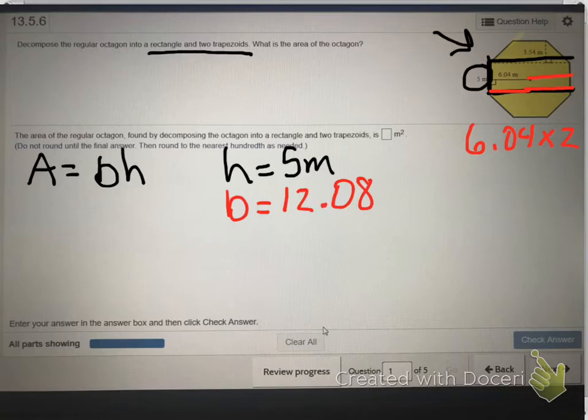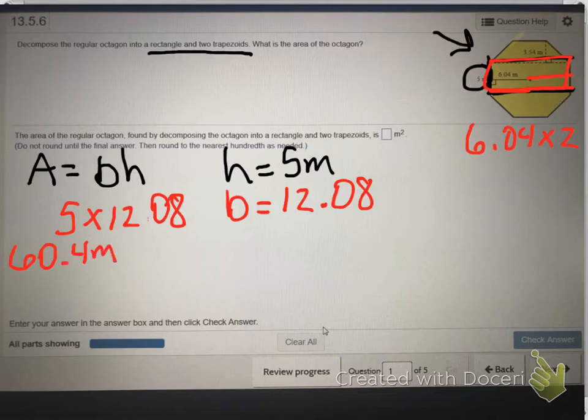Okay, so the area of this rectangle right here is going to be 5 times 12.08. All right, which, when we put it in our calculator, is going to be 60.4 meters squared. Okay, so that's the area of our rectangle. So I'm going to do a little erasing here, clean this up a little bit, and I'm going to pause this while I do that.